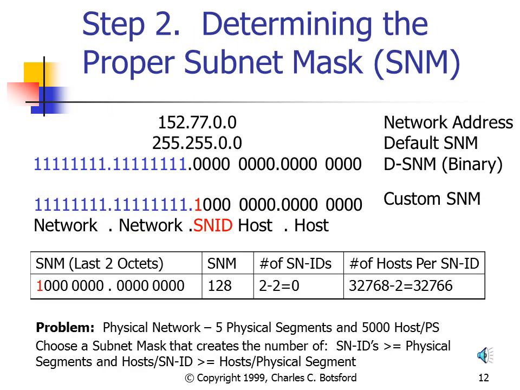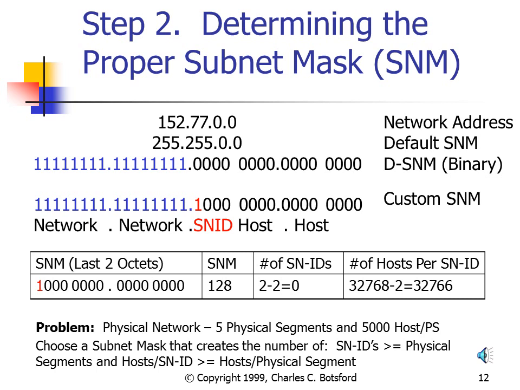Now, we've said that our physical network has 5 physical segments and about 5,000 hosts on each physical segment. Now we have to choose a custom subnet mask that gives us a number of subnet IDs that is greater than or equal to the number of physical segments, and also gives us enough host IDs to number all the hosts on each physical segment.